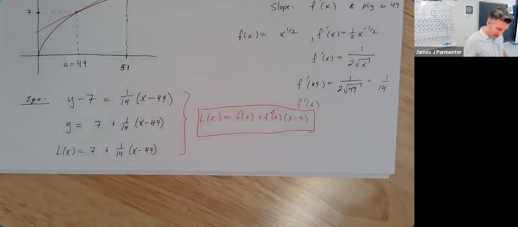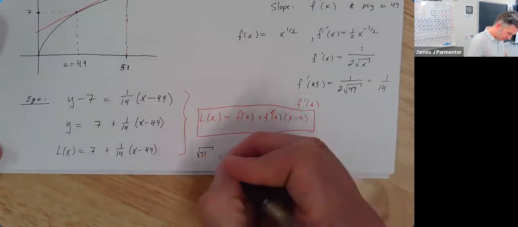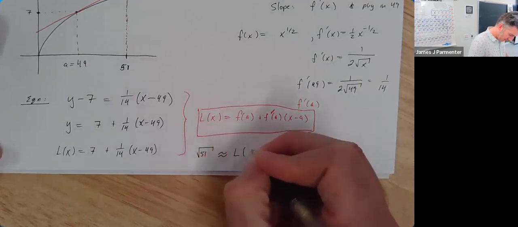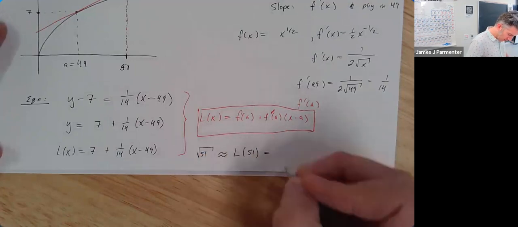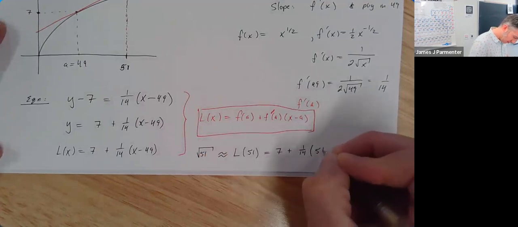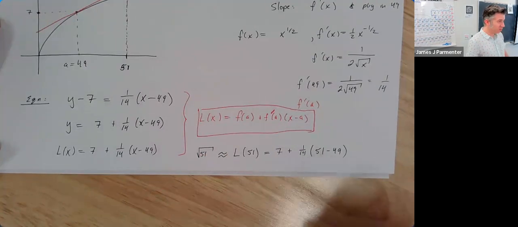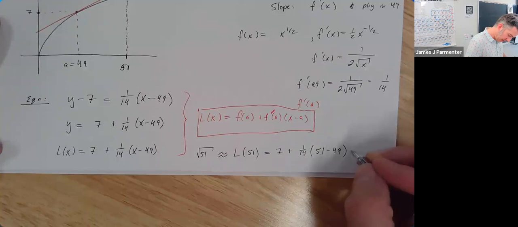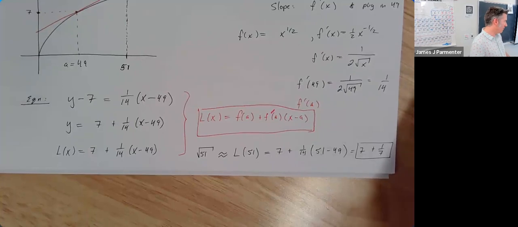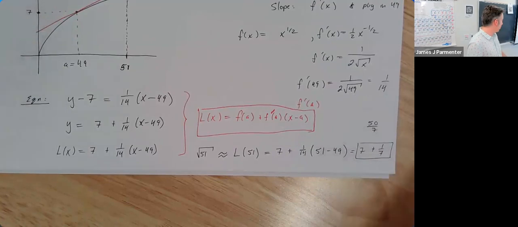So if I plug in 51, then I can say, well, great, the square root of 51 is approximately L of 51. And that's going to equal 7 plus 1/14 times 51 minus 49. And if I simplify this, 1/14 times 2 is 2/14. So I get 7 plus 1/7. I guess you could write it as one fraction if you really wanted to. It'd be 50 over 7. I don't think that really tells a better story, though. I think seeing 7 plus 1/7 is the nicer answer.